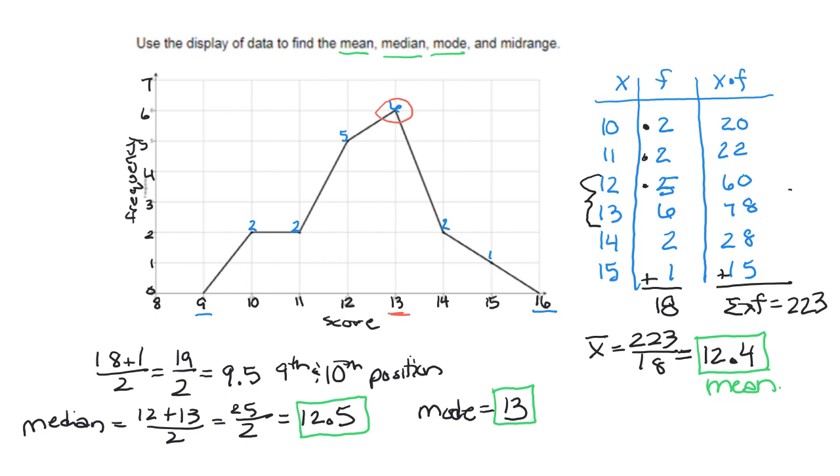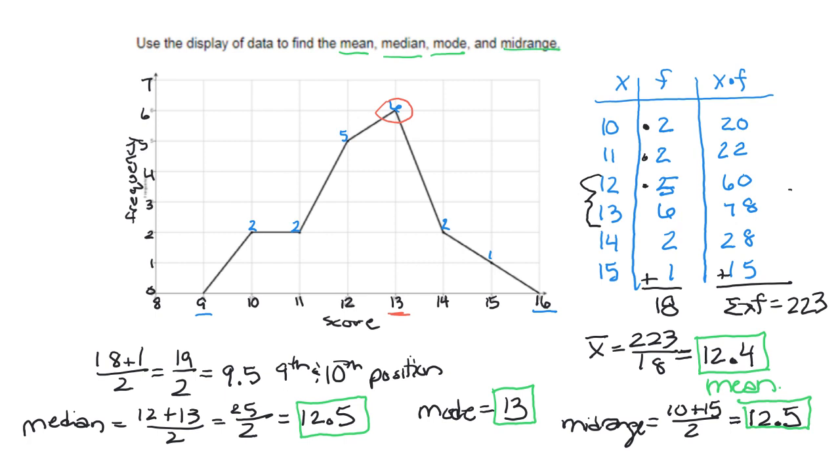Next, we're going to go find the mid-range. The mid-range is the lowest value plus the highest value. So the lowest value that we have is a 10, the highest value is 15, and divide by 2. This is going to give you 12.5. 25 divided by 2, 12.5.